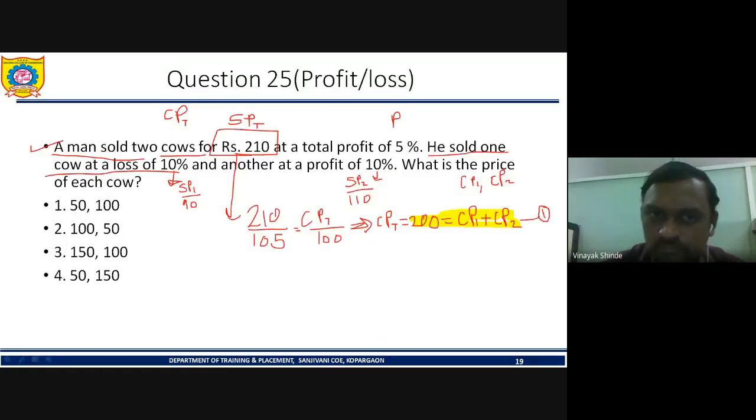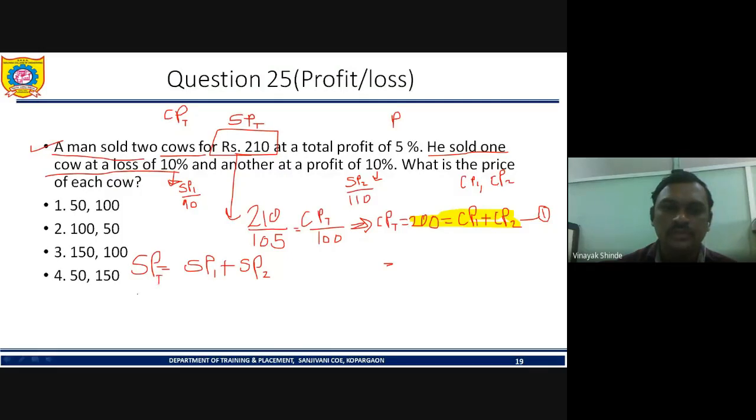Now what is given next? Next is he sold one cow at a loss of 10% and another at a profit of 10%. So guys, here we have written total cost price is equal to cost price 1 plus cost price 2. Similarly, the total selling price is equal to selling price 1 plus selling price 2, and total selling price is 210, which is given. So here we have two equations, right?